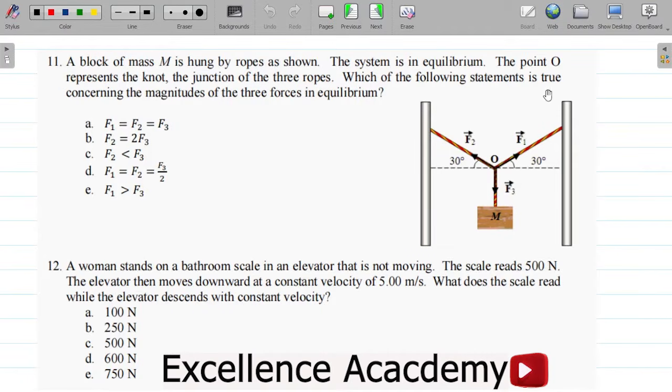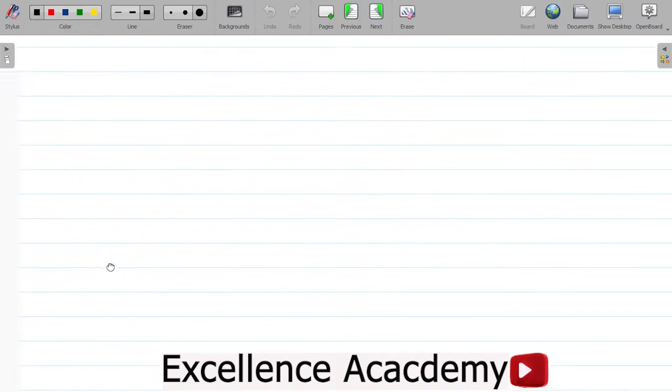Which of the following statements is true concerning the magnitudes of the three forces in equilibrium? You have A, B, C, D, E. So basically it's asking us which of the following statements is true concerning the magnitudes of the three forces in equilibrium. How do we solve this question? I'm just going to take down the solution.